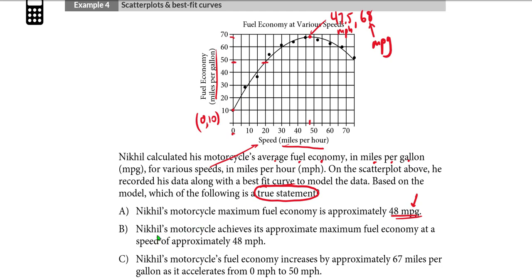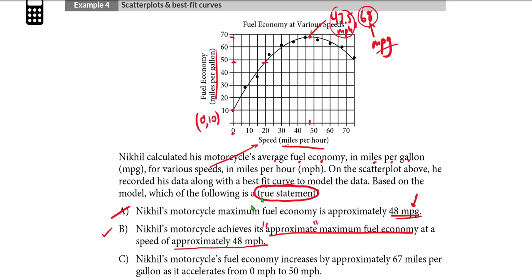In answer choice B, we have Nikhil's motorcycle achieves its approximate maximum fuel economy at a speed of approximately 48 miles per hour. That one actually looks better. That is actually what we said: we said 47.5, and we are achieving its maximum fuel economy. Now, why do they have that word approximate there? It's because the parabola here is an approximation. That's what a line of best fit is. So we are achieving our approximate maximum of about 68 miles per gallon at a speed of 48 miles per hour. Cross off answer choice A. Answer choice B looks pretty darn good.